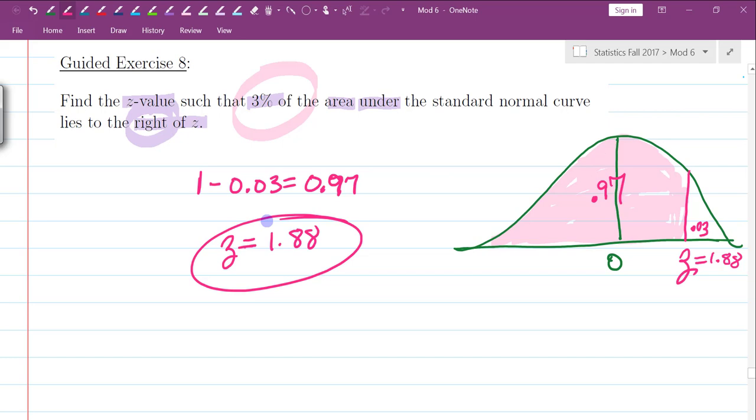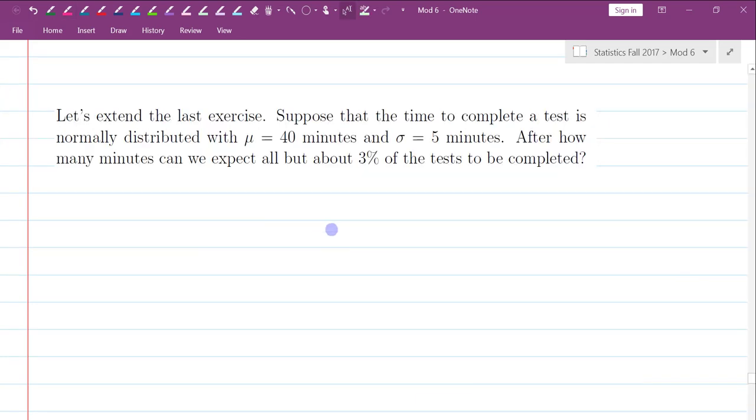Okay, here's another problem. It says, let's extend the last exercise. We're going to build off of what we just did. It says, suppose that the time to complete a test is normally distributed with mu equal to 40 minutes and sigma equal to 5 minutes. After how many minutes can we expect all but 3% of the test to be completed? So let's draw a picture of that.